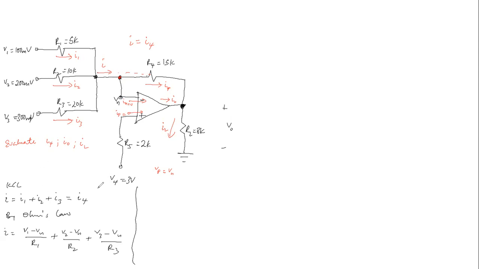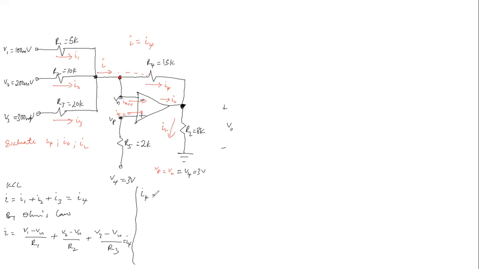But we know that Vp is the same as Vn, the voltage constraint, and Vp is the same as V sub 4. So Vp is the same as Vn, which is equal to V sub 4, and that's the same as 3 volts, just given. So hence, this is the same as I sub 4.